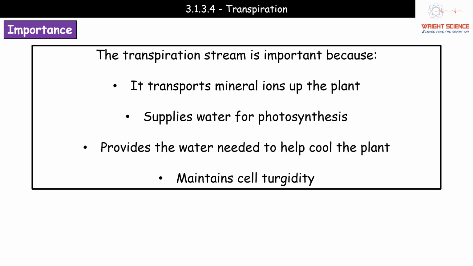First one is in that water that's being transported, we also have those dissolved mineral ions. So it's a way to transport the mineral ions to the other regions of our plant. Secondly, it's providing the water we need for photosynthesis. Thirdly, that water is going to help to cool the plant down as it evaporates. And finally, it helps maintain cell turgidity. So that's going to be very important in terms of allowing our plants to maintain their vertical nature without any form of a skeleton.